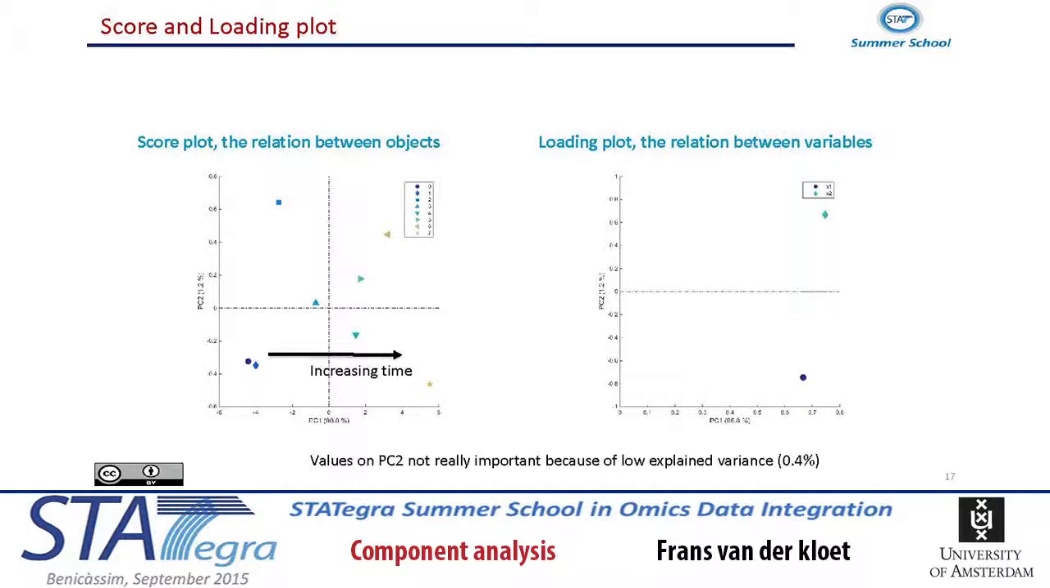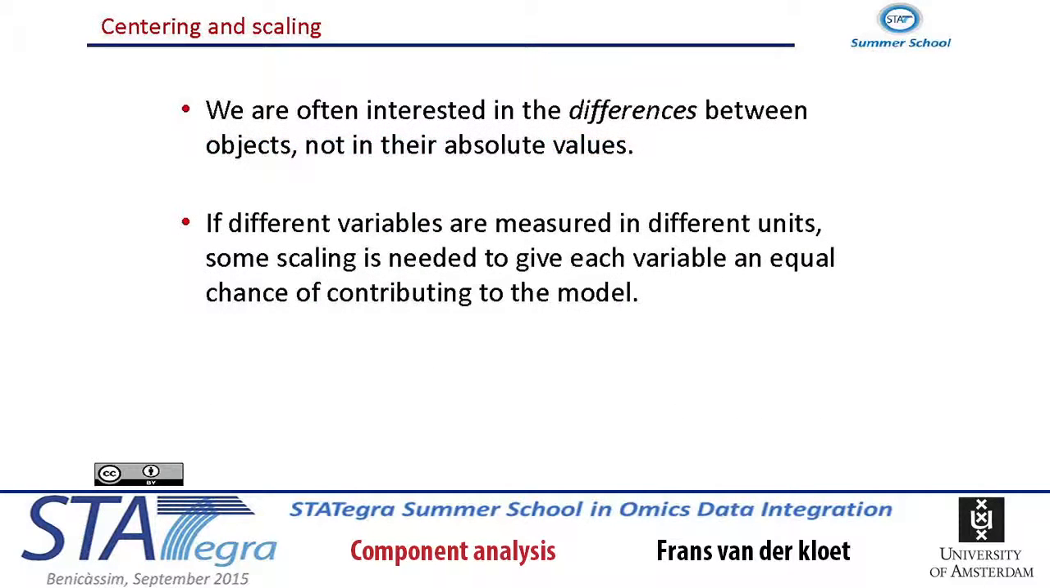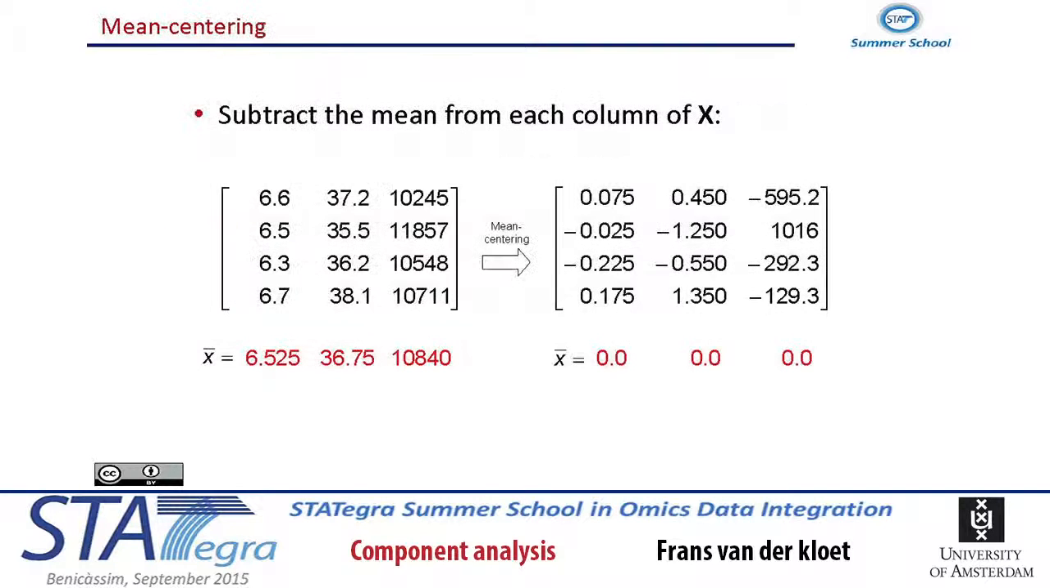Oh, actually, these are inverted. Sorry, that's my mistake. But if we look at the data, we should remember that we are often interested in the difference between the objects and not in their absolute values. And this is also a very important part, the centering and scaling. If different variables are measured in different units, some scaling is needed to give each variable an equal chance of contributing to the model. And this is important if you want to do PCA analysis.